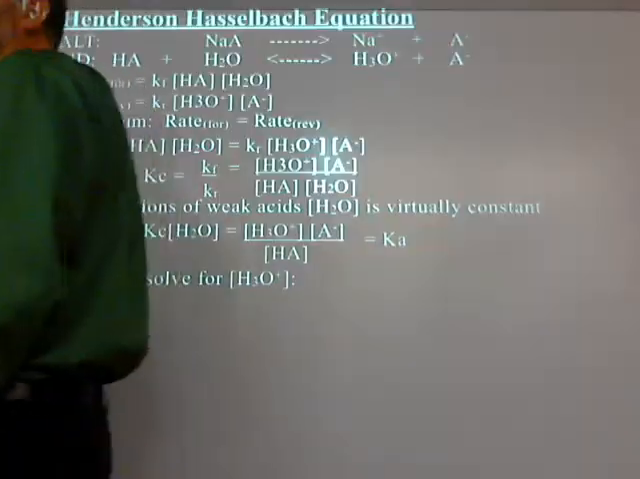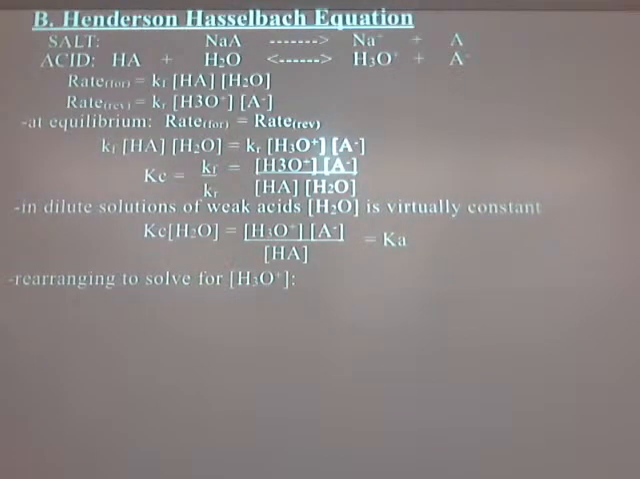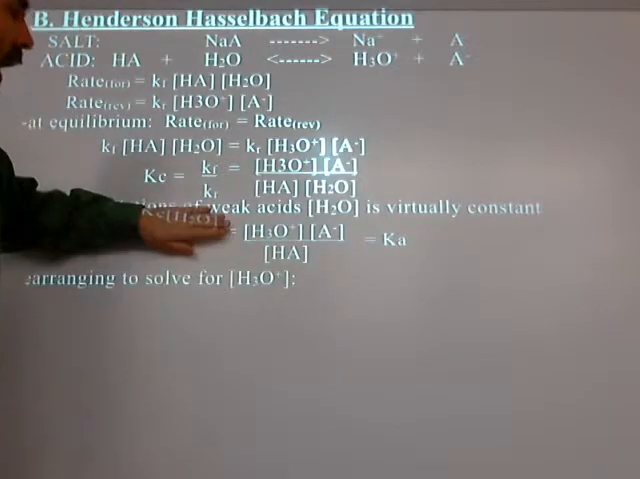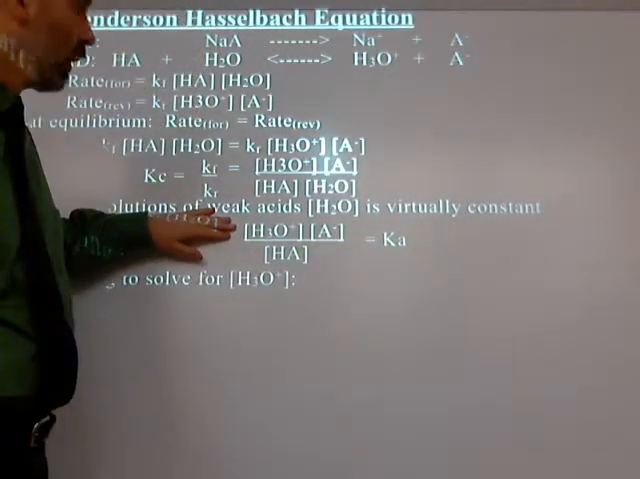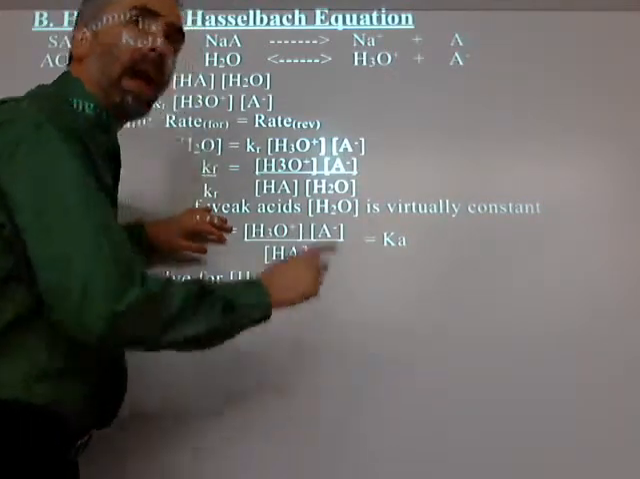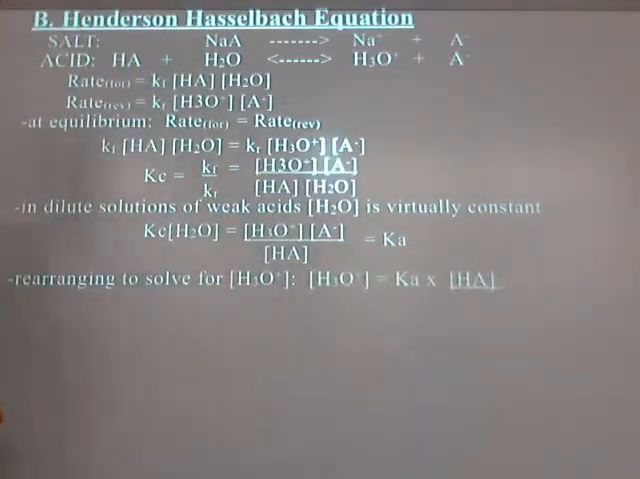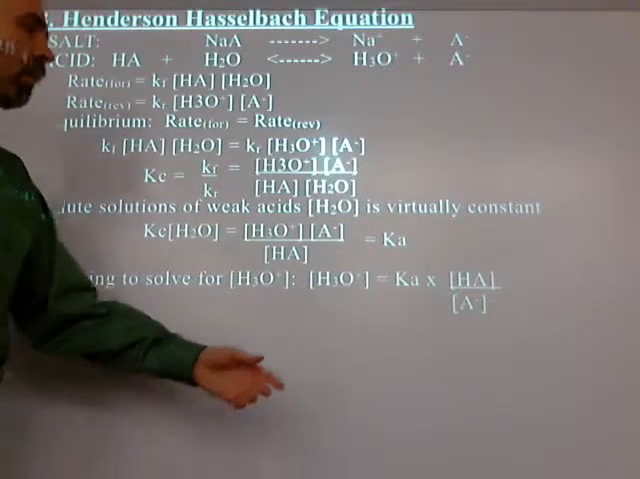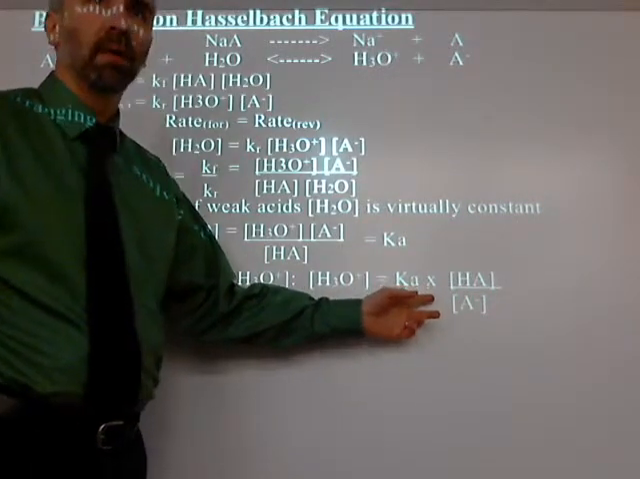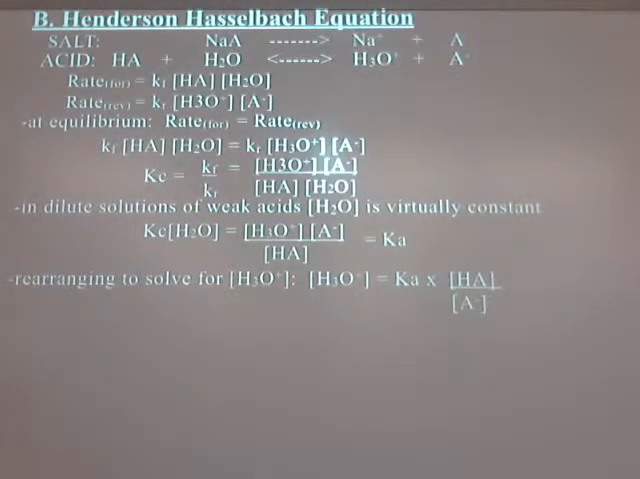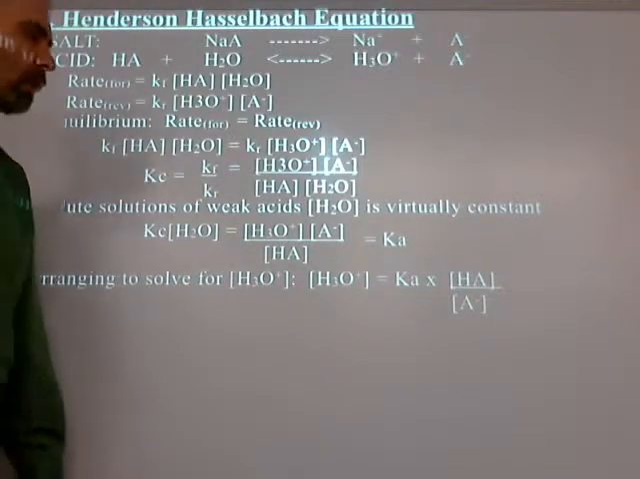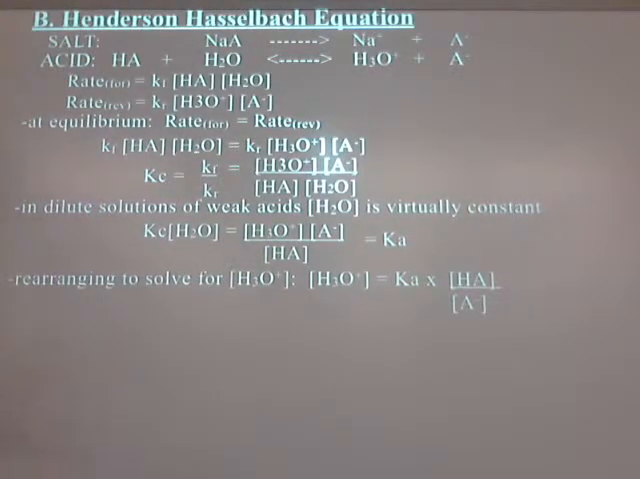To do that, look at what I'd have to do. Do you all agree? I want to get hydronium by himself, right? That's my equation right here at this point. So basically, I would multiply both sides by HA over A, correct? Okay. And somebody actually asked, what does the X mean here? What does that mean? Times. Okay. So the Ka times HA over A. I'll go with that. Okay, we're going somewhere with this.